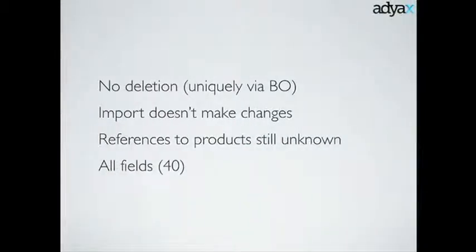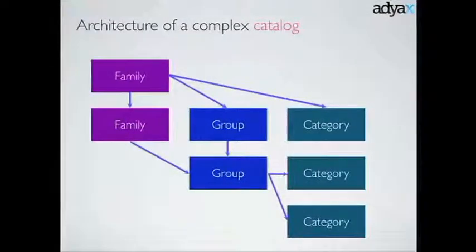And then, yeah, all 40 fields. Then the catalog structure is quite complex. You have family, group, category, and you can have some categories inside the family. It's quite complex. So that's why we separated it in two files, one for the catalog and association with products, and one for the SKUs.